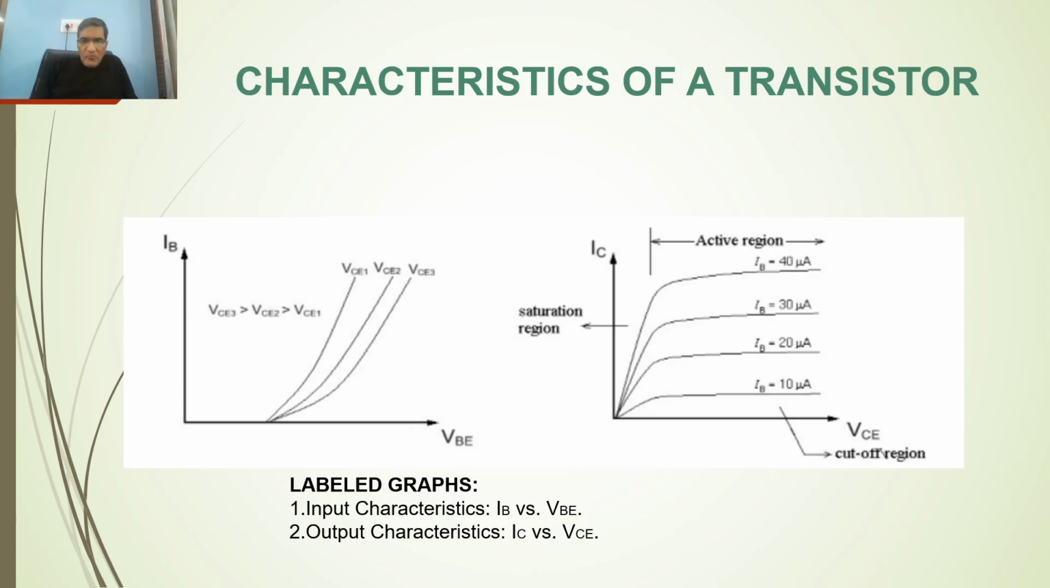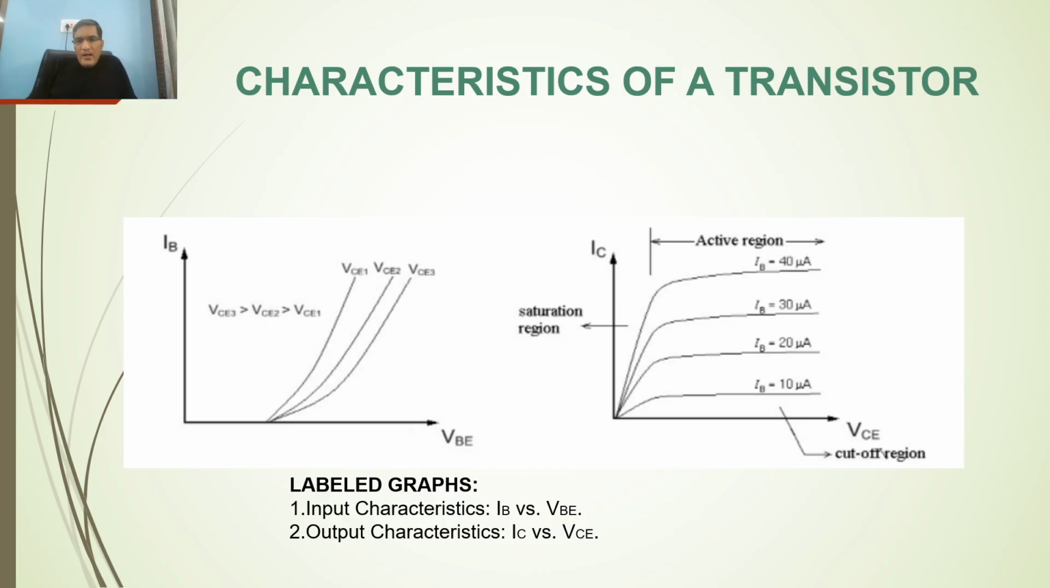As you see in the output curve, as we increase the base current, that is 10 microampere, 20 microampere, 30 microampere, 40 microampere, the IC increases. And for constant base current, the value of the collector current doesn't increase. As we see the first curve, where IB is 10 microampere, after a certain value of VCE, the curve shows a flat region. That is, the collector current is almost independent of the VCE.